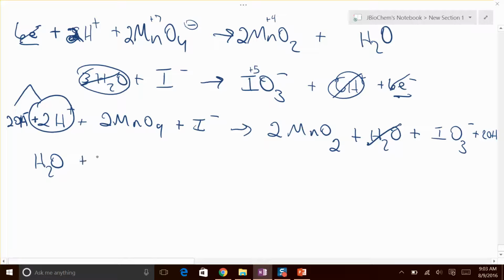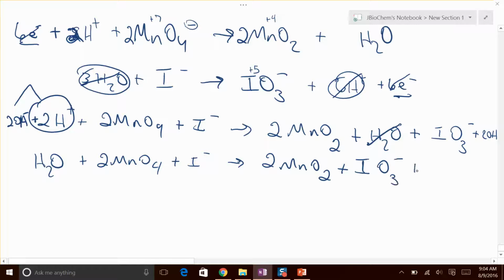Okay, plus 2 MnO4 minus plus I minus produces 2 MnO2 plus IO3 minus plus 2 OH minuses. So we balance it the same way using acid as we would for an acid. And then when we're done, we add OH hydroxides everywhere that we have H pluses, to the same equal amount.